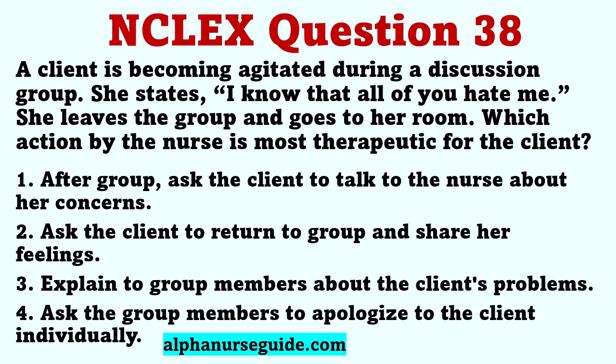The correct answer is 1. It is appropriate to talk alone with this client about her feelings. A suspicious client is unlikely to agree to talk about feelings in a group. It is a violation of the client's privacy to reveal a client's problems to group members. The other clients in the group have no reason to apologize, and the nurse should not ask them to do so.